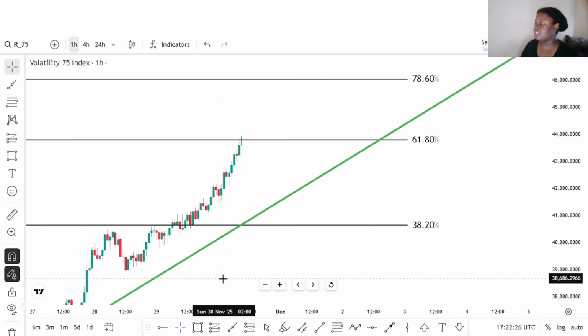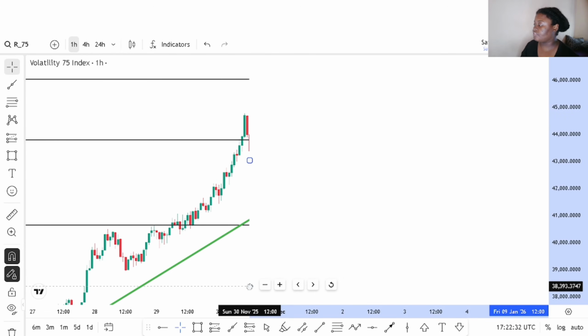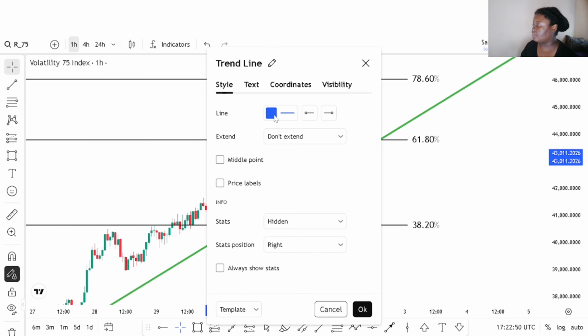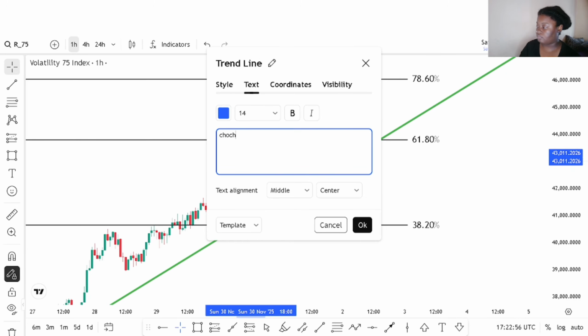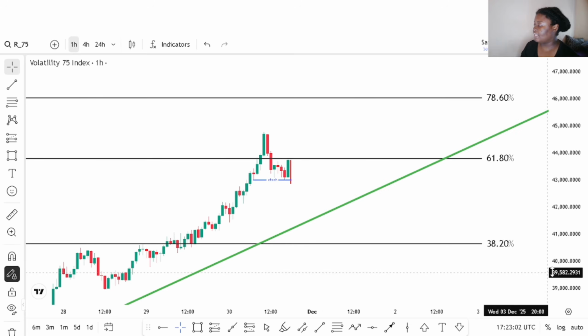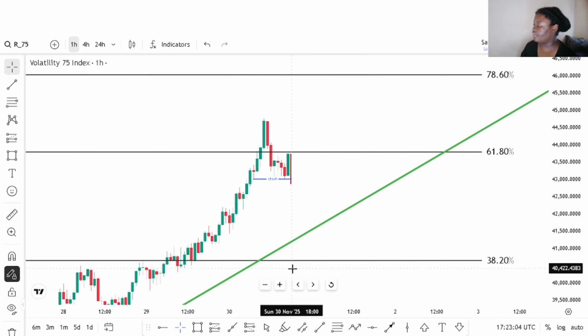The first thing we should probably look for is a change of character and then wait on a trend to form towards the green trend line. Alright, so we do have a change of character here. The break below this level, that's the change of character. Now we wait on the trend to form towards the green trend line.